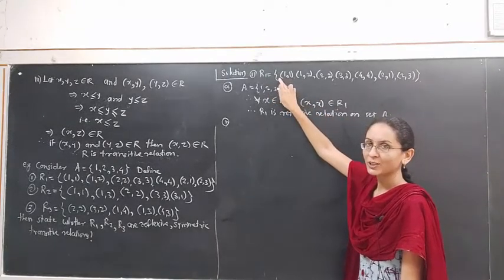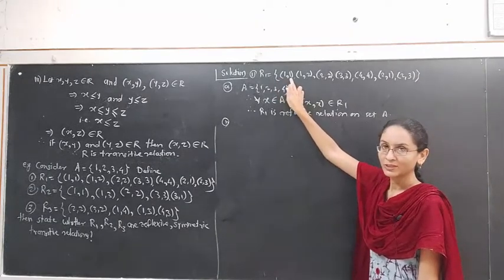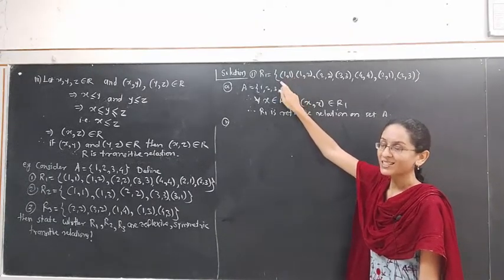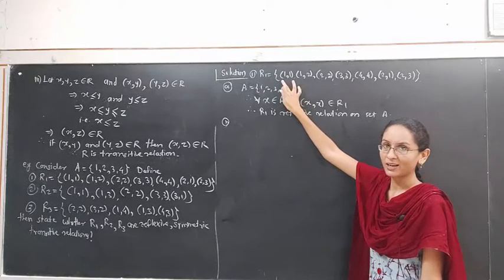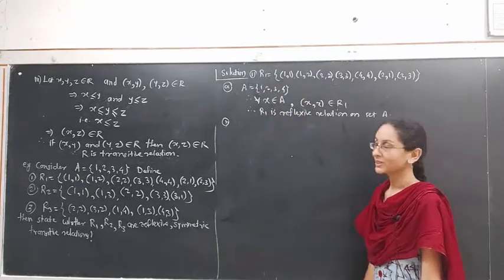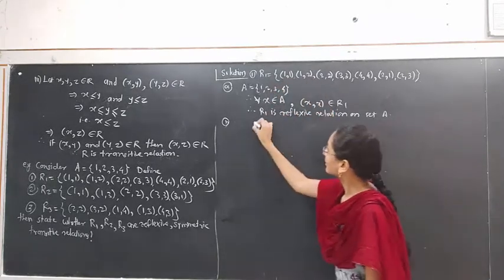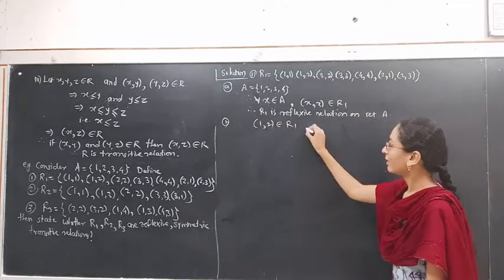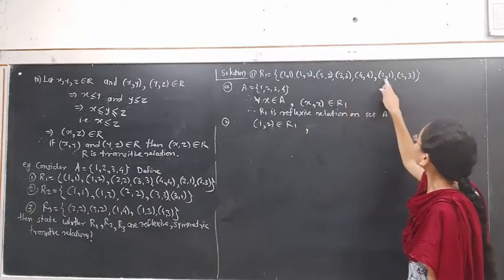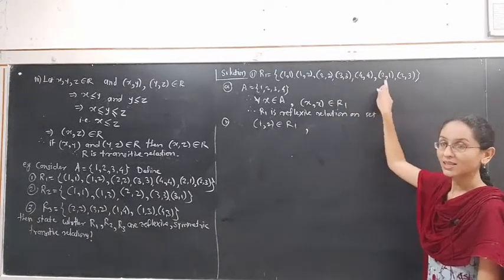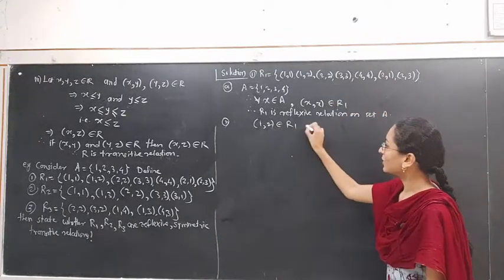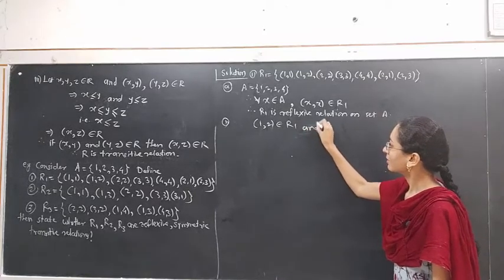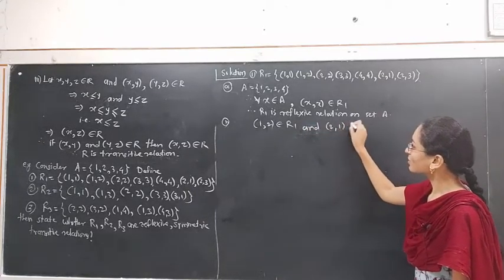Take x is equal to 1, y is equal to 1. Then ordered pair (y, x) is same as ordered pair (x, y). This belongs to set R1. Or the second ordered pair (1,2) belongs to set R1. We have (2,1) belongs to the relation R1. (1,2) belongs to R1 and (2,1) also belongs to R1.